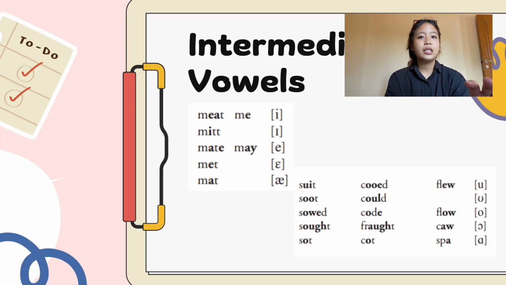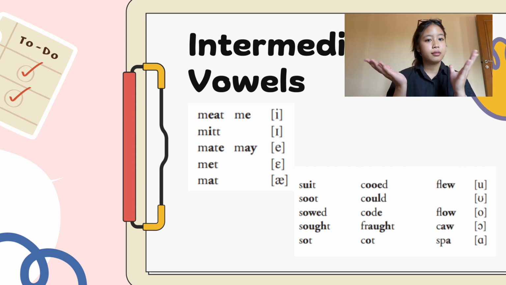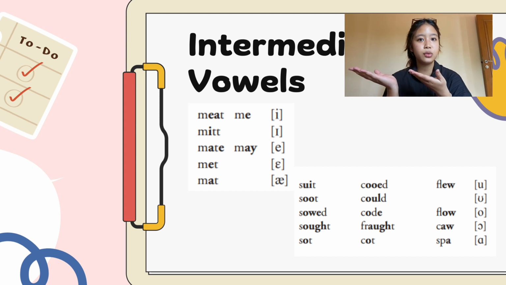And next, intermediate vowels. Intermediate vowels are vowels that are produced with the tongue in a position between high and low vowels. They are also known as mid vowels. Examples include meet, me, made, may, met, and mat. And suit, sewed, could, code, fraud, caught, flew, flow, cow, and spa.